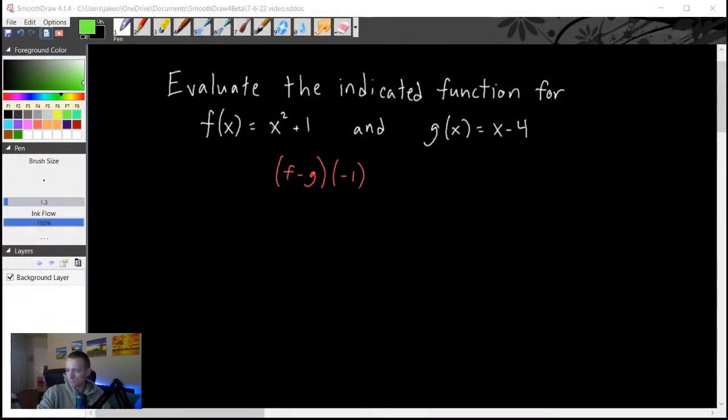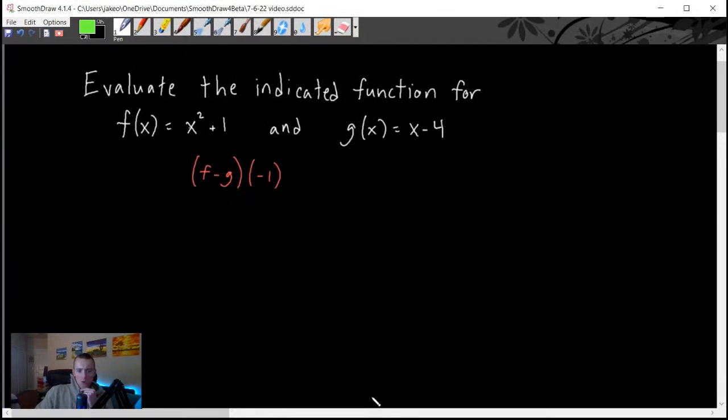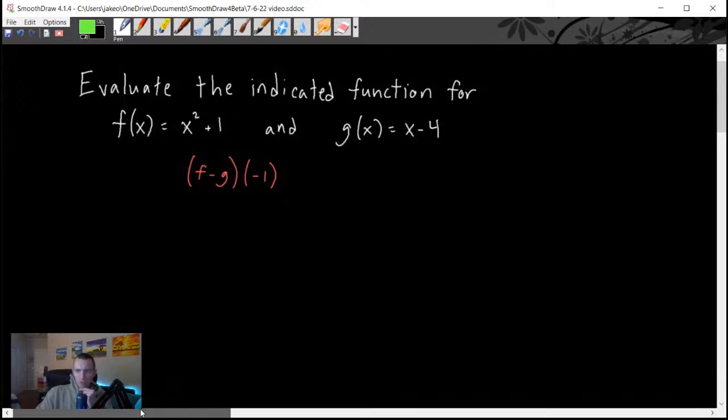Let's go ahead and get into things here. So let me switch over the view here. All right, so we're going to start with this problem right here. We're going to evaluate the indicated function for f of x equals x squared plus 1 and g of x equals x minus 4, where the indicated function is f minus g of negative 1.